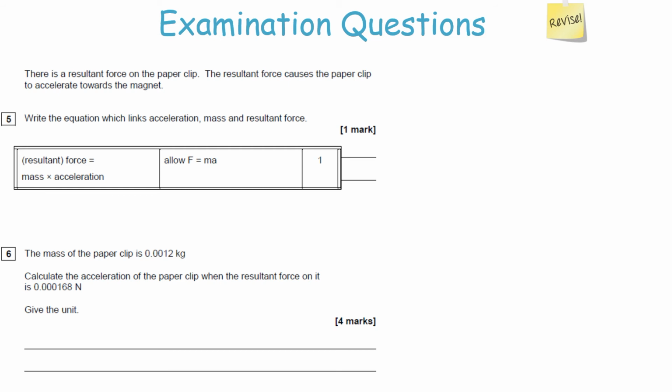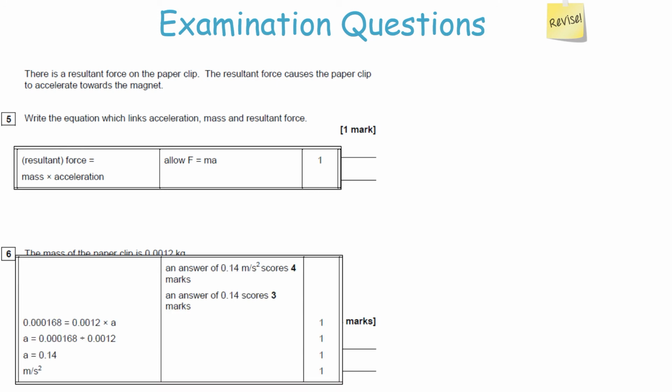Now this next one, again, you need to work out acceleration. So the first thing you would need to do is pop your values into the equation. So we know that force is equal to mass times acceleration, a very important equation you've got to remember. So we can therefore say 0.000168 is equal to 0.0012 times a. You can then rearrange and say a is equal to 0.000168 divided by 0.0012. Again, if it's times on one side of the equation, it's divided on the other. And therefore the answer is 0.14 meters per second squared.